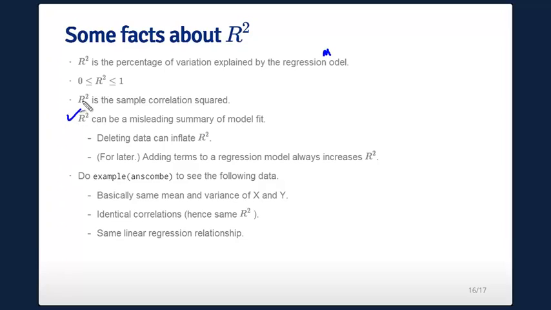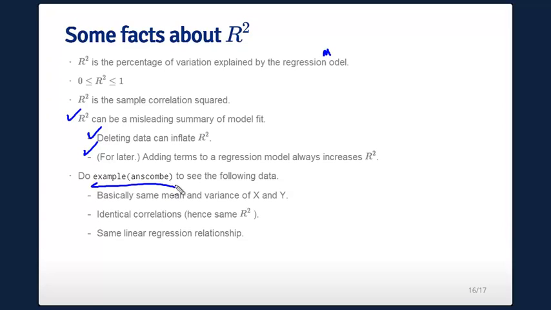For example, you can just delete data and inflate R squared. If you have a bunch of data and you chop out all the middle data points, then that can give you an inflated R squared. And then for later, if we add terms to a regression model, it automatically increases R squared, whether or not those data points or those variables are actually useful to include. Just add random noise to a model as variables, and it increases R squared.